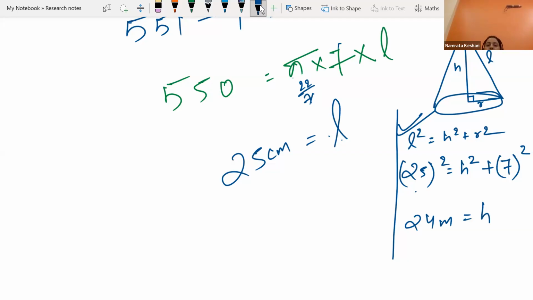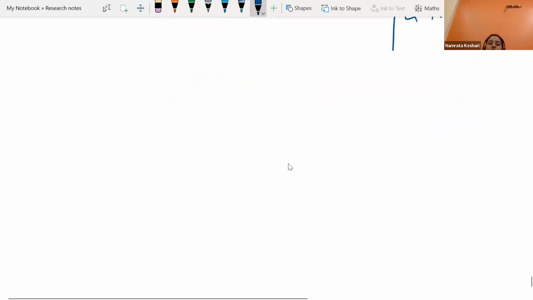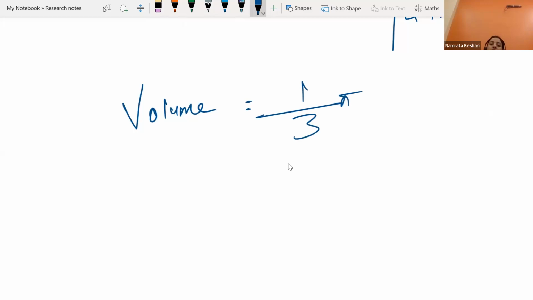Height is 24 meter, everyone is getting. Now here we will be finding the volume. Volume formula is 1 by 3 pi r square h. H we have found 24. Yes, everyone has got height as 24.